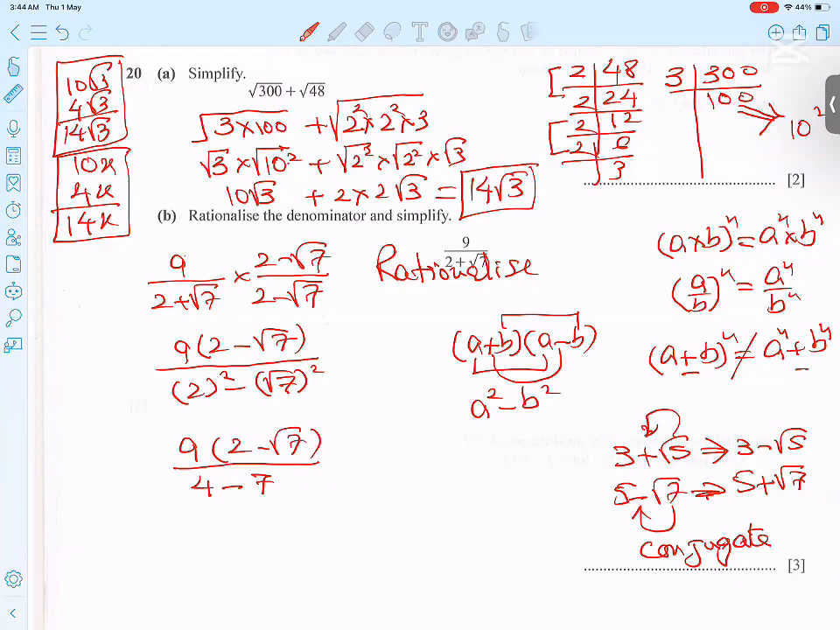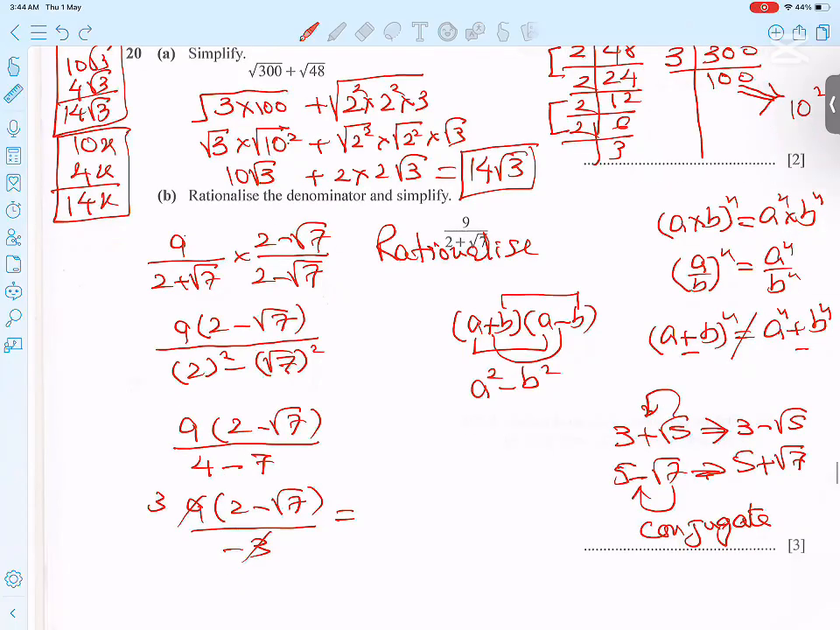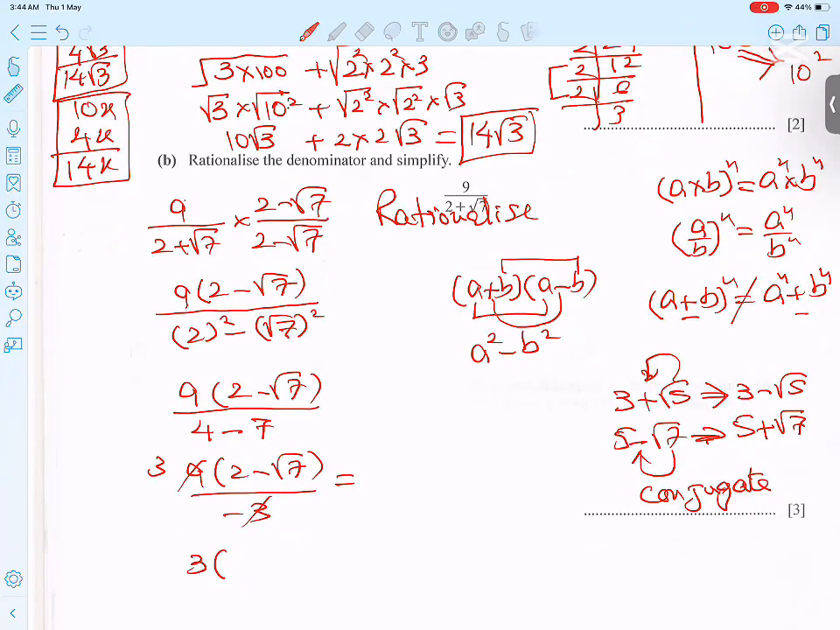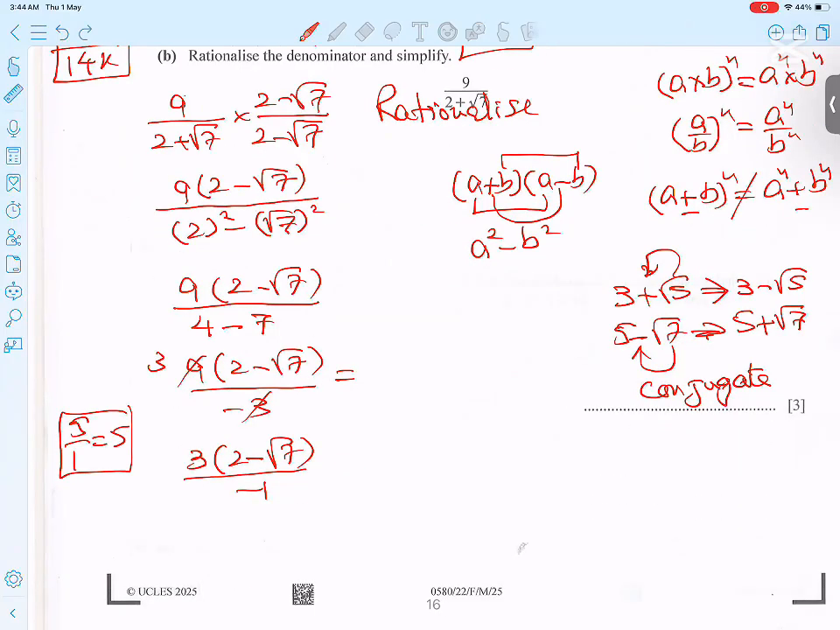2 minus root of 7, and this becomes 9. 2 minus root of 7, and down I got a negative 3. 3 3s are 9, and you got a negative in the denominator. So for your knowledge, I got 3 times 2 minus root of 7, and down I got a negative 1. Basically, if you have 1 you can write without 1. So where this 1 will be eliminated, but where will this minus go? It goes up. So in future, if we have 5 over negative 1, you can write negative 5.